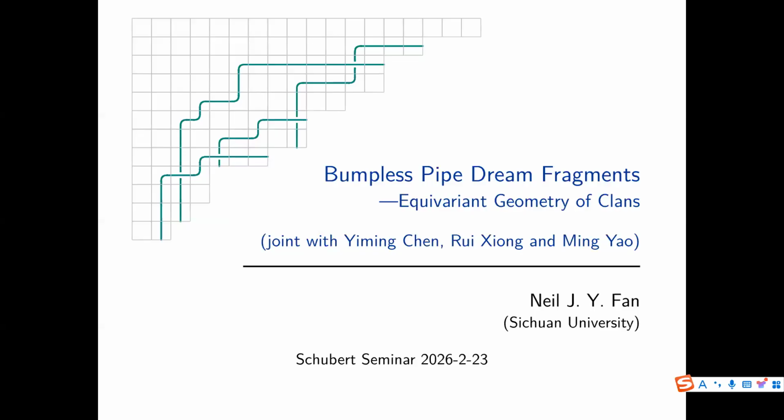Today I will talk about two combinatorial structures that arise naturally from the study of K-orbit closures. One is bumpless pipe dream fragments, which look like this, and the other is clans. We will see in a few minutes. This is based on joint work with Yiming Chen, Xiong, and Ming.